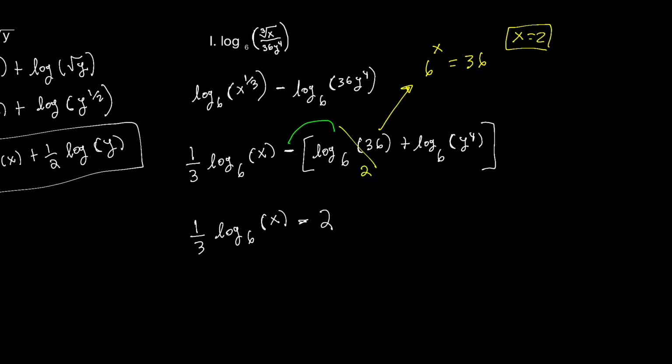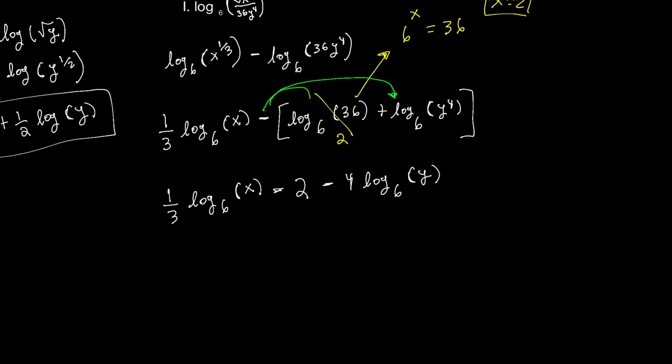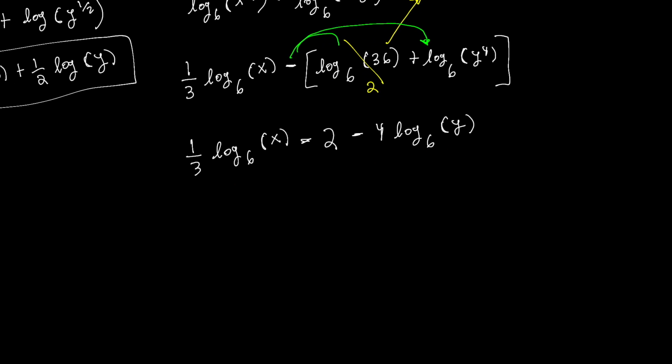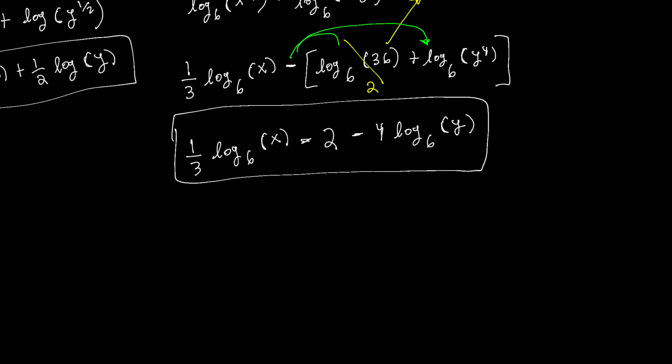Okay, we're going to distribute this negative and get negative 4 log base 6 of y. Since 4 is an exponent inside of my argument, I can bring it down next to the logarithm. And I get this beautiful result, which is 1/3 log base 6 of x, we subtract 2, and we subtract 4 log base 6 of y.